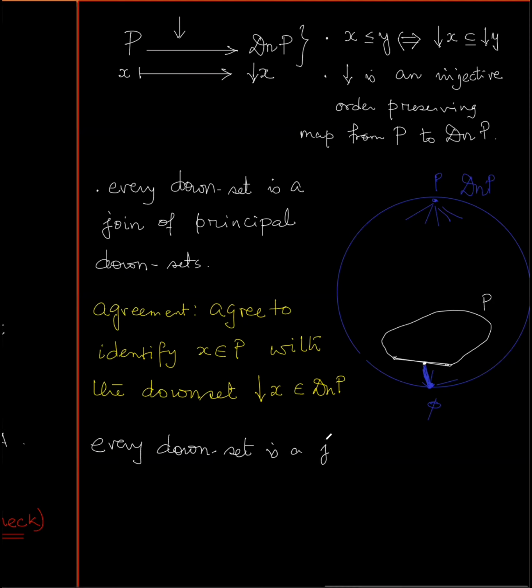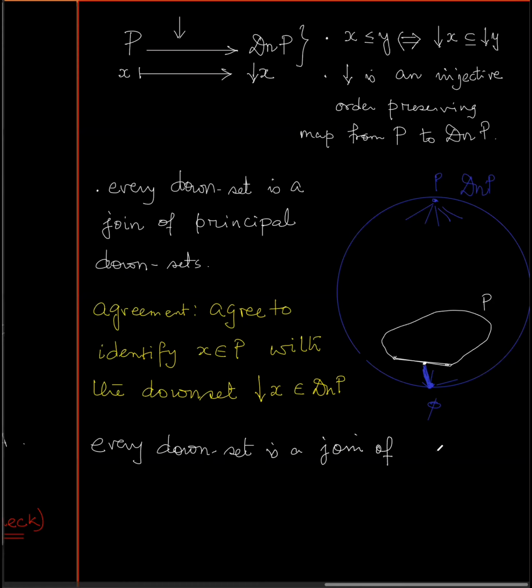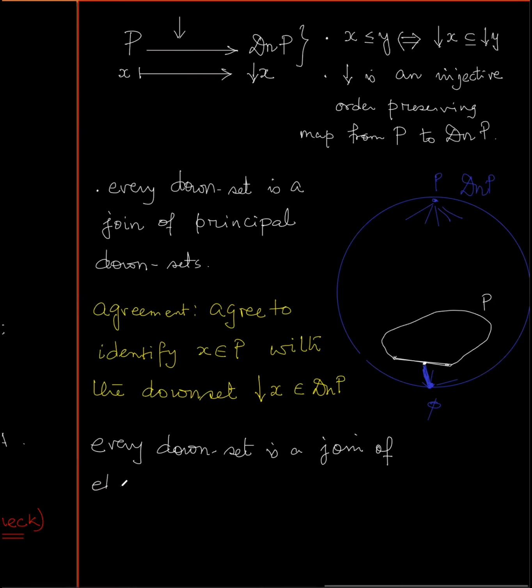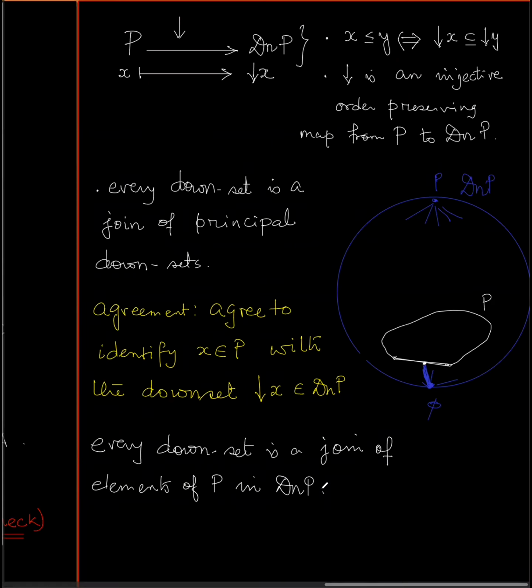So again, the situation is like this, that we take a join of elements in P. It may or may not exist in P, but if it exists in P, then it is already there in P. If it doesn't, then that becomes an element of the extension, the downsets of P.